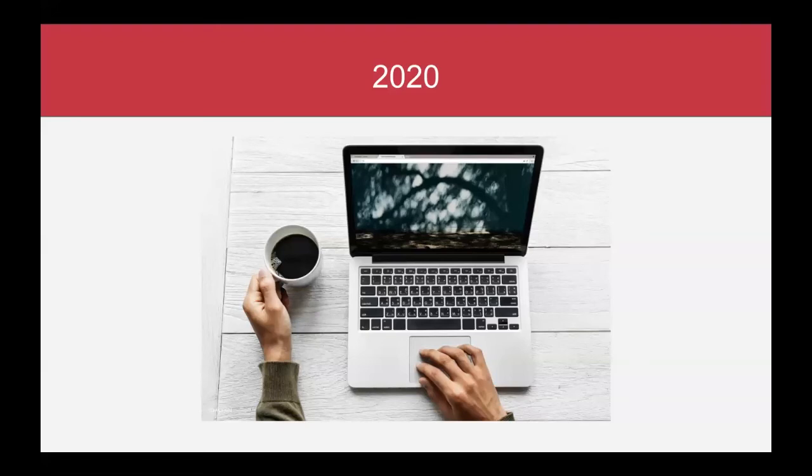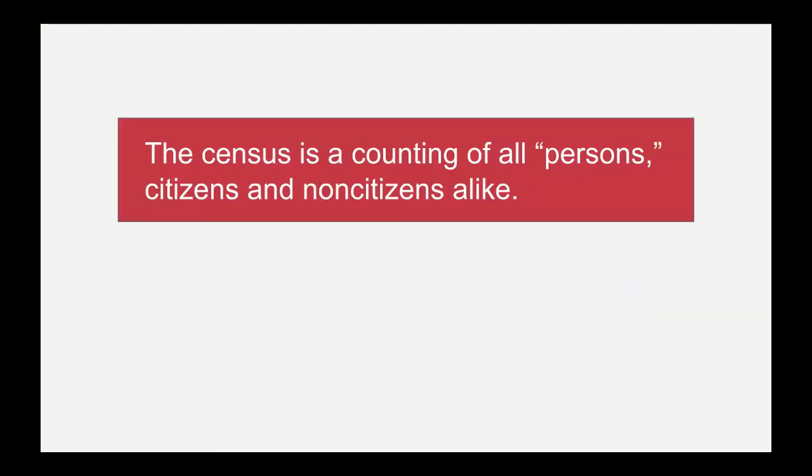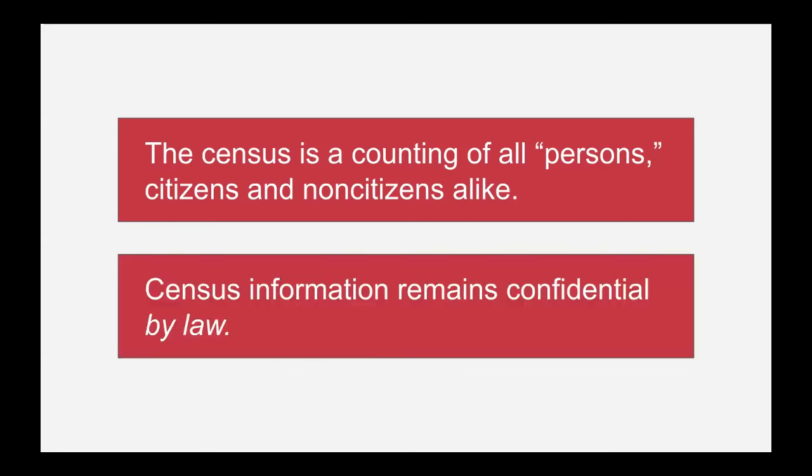And 2020 marks the first time everyone can complete the census questionnaire online. We have included the link under this video. From May 27th to August 14th in 2020, census takers can follow up with the households where no one has yet filled out the census questionnaire. As Article 1 of the Constitution and the 14th Amendment state, the census is a counting of all persons, citizens and non-citizens alike. And remember, since 1954, census information remains confidential by law, so there is no reason not to fill out the form. But there is every reason to go through with filling out the form.